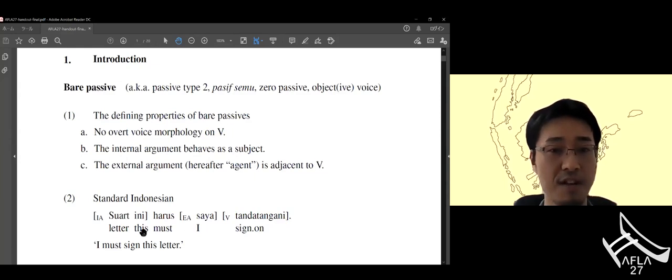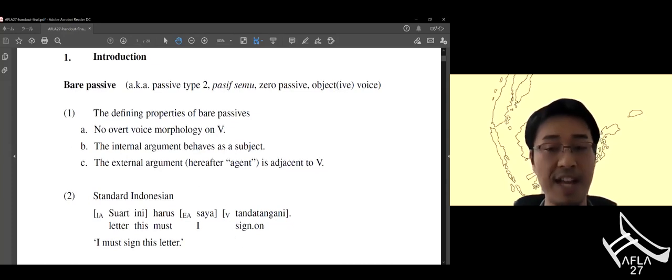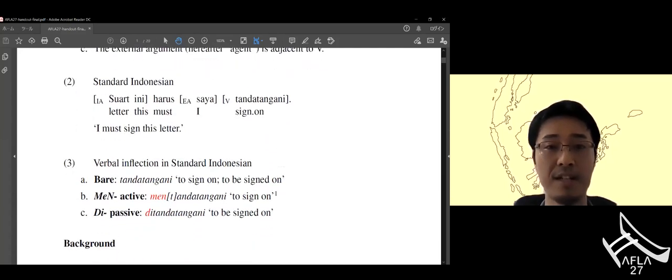The internal argument behaves as a subject. The external argument occurs right in front of, adjacent to, the verb. Indonesian has a verbal inflection like this, but here there's no meN- or di- voice marker involved.